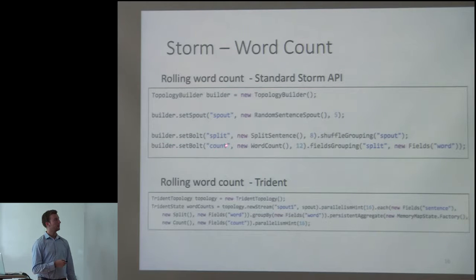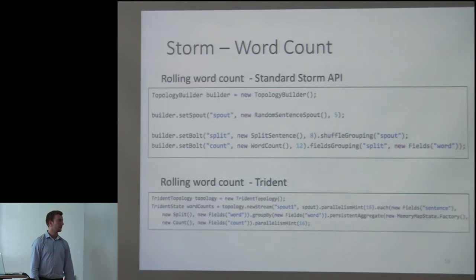Last, we need to define the counter, which will hold a hash map of the current counts, and we connect that to the splitter with fields grouping, ensuring that each word will land at the same parallel instance of this counter. Those are the parallelism hints for that operator. So that means we will create 5 parallel instances of this source, here 8 and here 12. We expect this to be the heavier operation, so we want to parallelize it more.